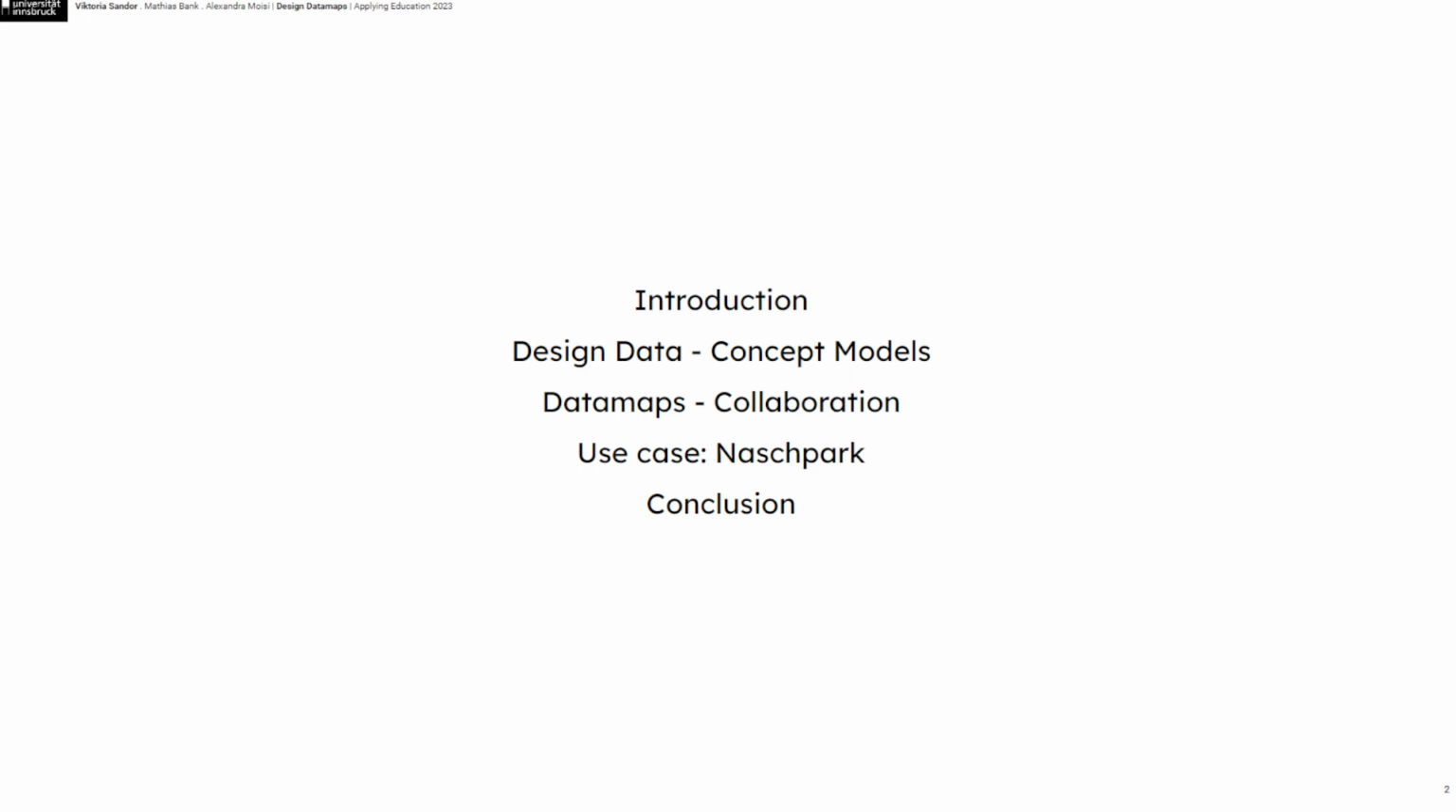I will explain how using design data, concept models, and data maps can make collaboration easier and help with designing complex outcomes. I will also use the Nash Park project as an example to demonstrate best practices for using data maps in collaborative design. And finally, I will summarize our findings with a little bit of an outlook.